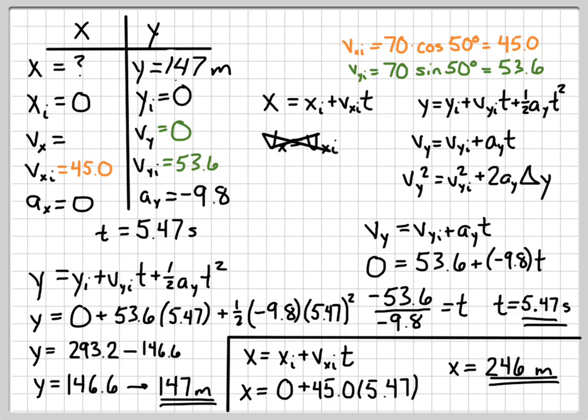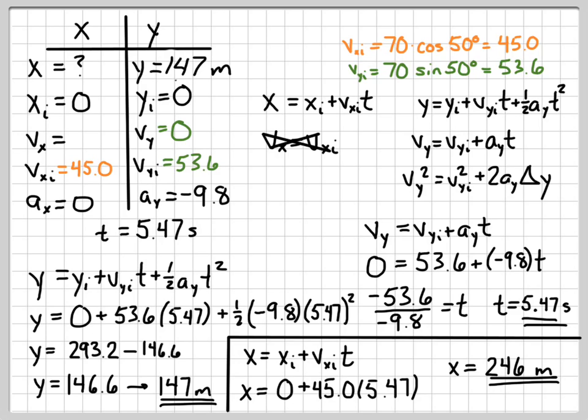So when the ball reaches its maximum height, the horizontal distance it will be away from the launcher, or from the bat, is going to be 246 meters. To get to the ball, I have to go 246 meters in x horizontally, and then I have to go up 147 meters to get to the ball itself. And that's how you deal with problems that involve knowing properties of projectile motion.